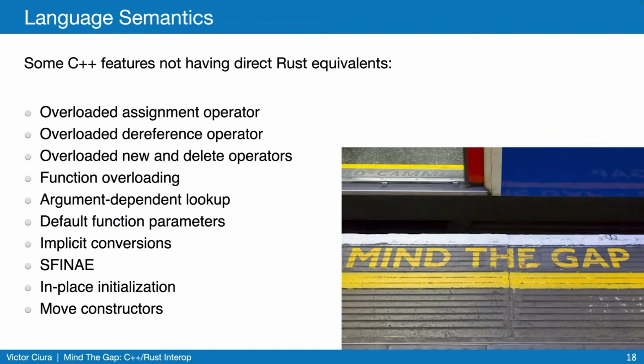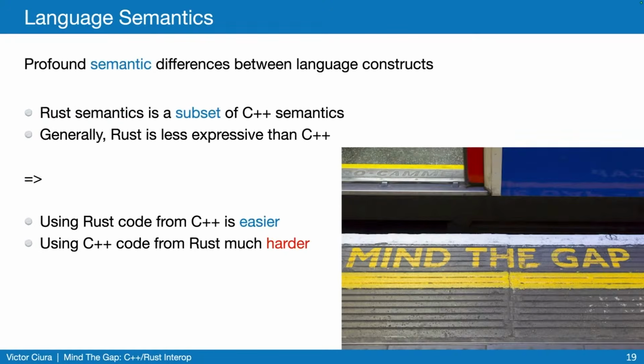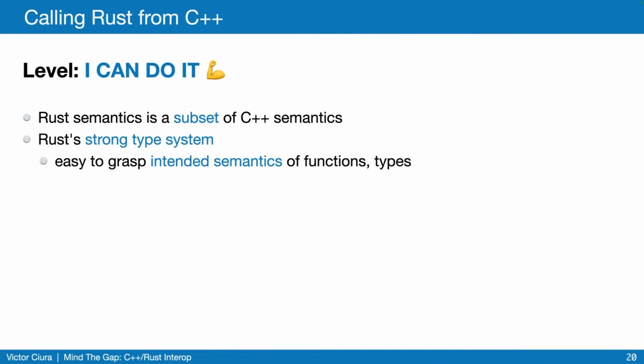And I think most of the complication comes out of the fact that many C++ features have no direct Rust equivalent. So I have here, hence the name of the talk, just a couple of examples that can be problematic. There are profound semantic differences between these language constructs. Rust semantics is very much a subset of C++ semantics. And generally, Rust is less expressive than C++, so using Rust code from C++ is easier, but using C++ code from Rust is much harder.